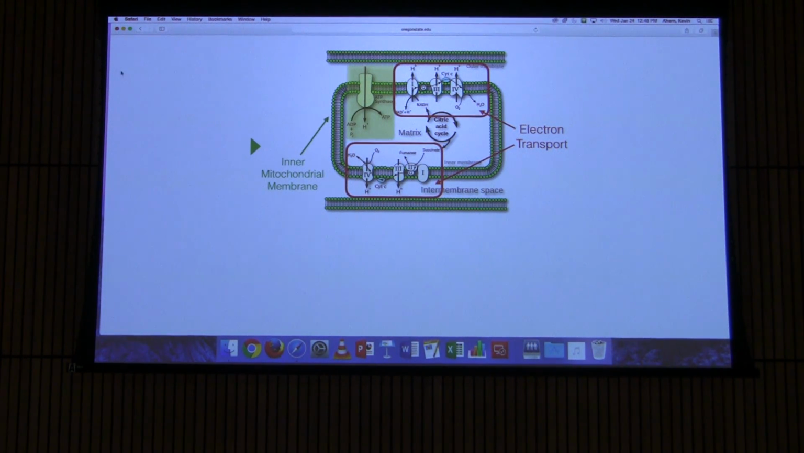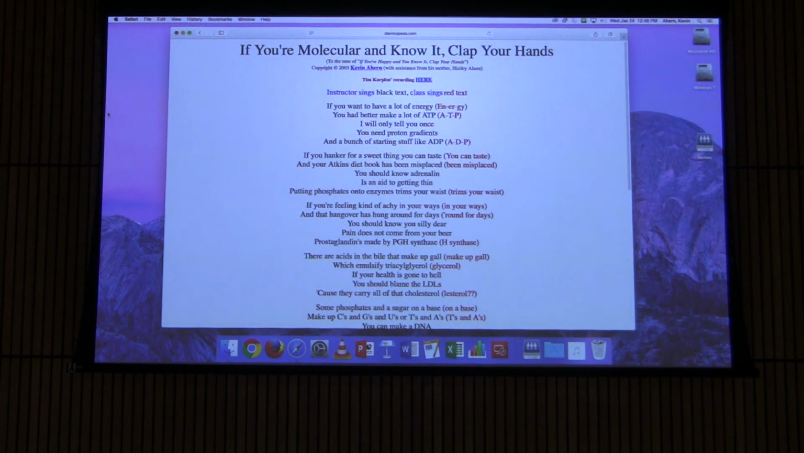I think we should have a little song about that. And this one requires your help, seriously your help. It's a song I think you're going to know. It's called If You're Molecular and Know It, Clap Your Hands. I'm going to sing the parts in black, you're going to sing the parts in red.